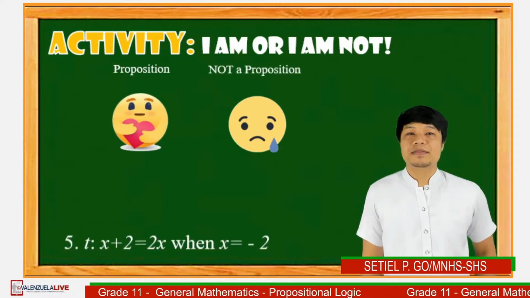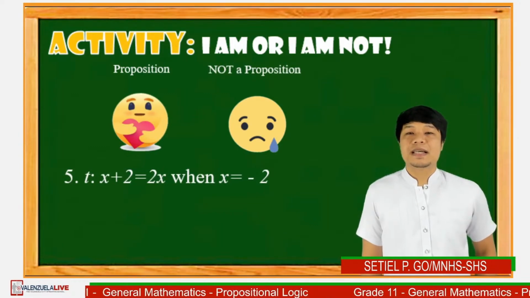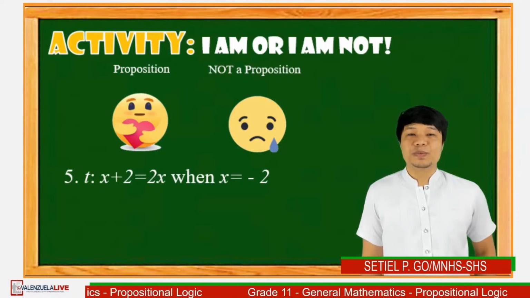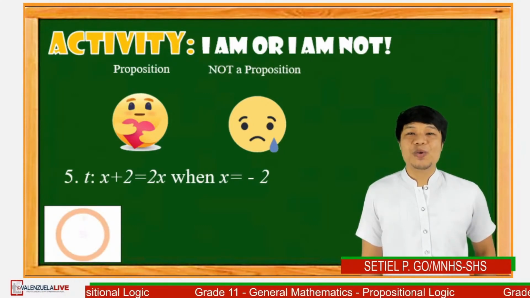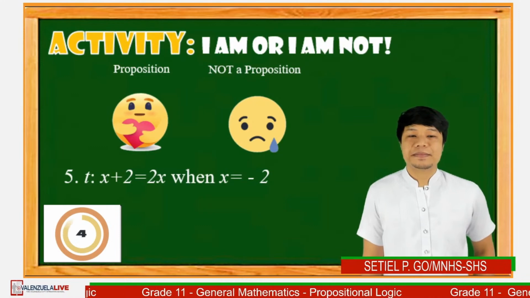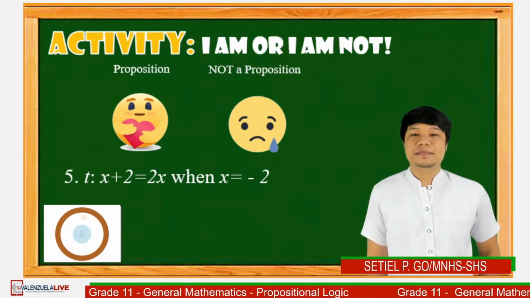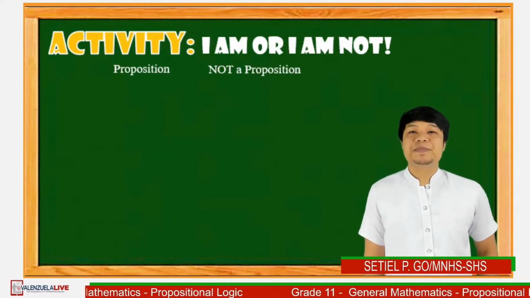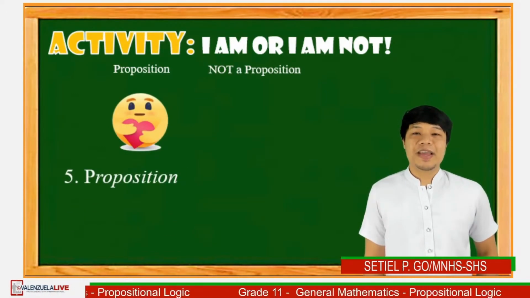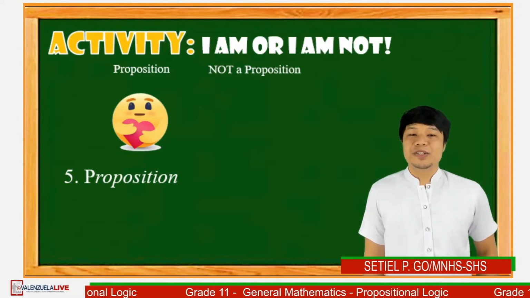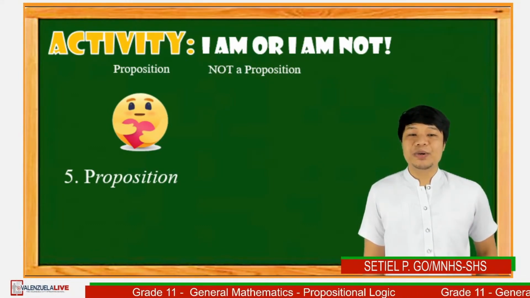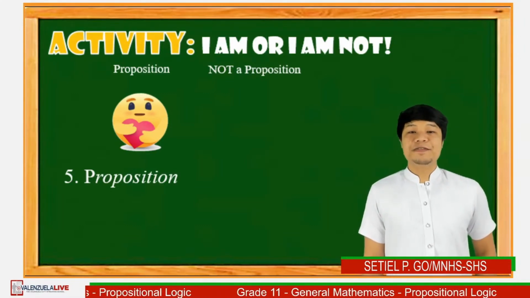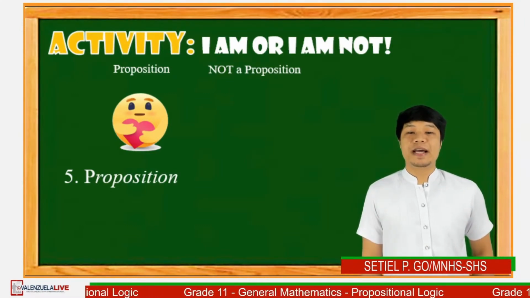Question number 5. x plus 2 is equal to 2x when x is equal to negative 2. 5 seconds. Go! Time's up. If your answer is a hair sign, then you are correct, since we can identify the truth value of the given equation. The truth value in proposition is very vital.